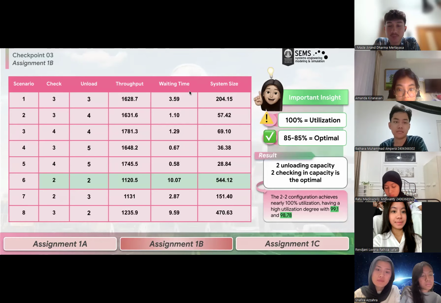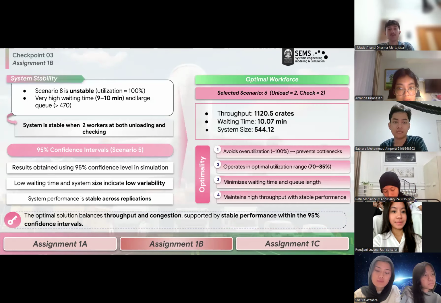And the result is that 2 unloading capacity and 2 checking-in capacity is optimal. For the system stability, scenario 8 is unstable, and the optimal solution balances throughput and congestion, supported by stable performance within the 95% confidence intervals.